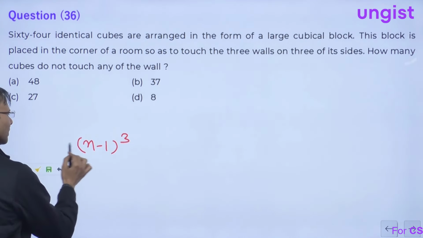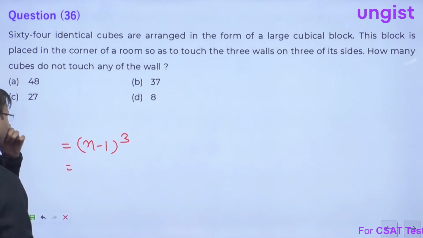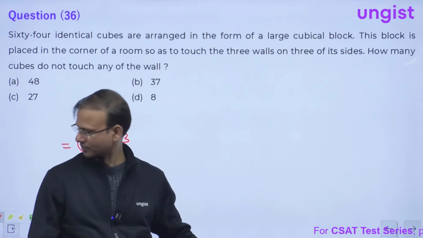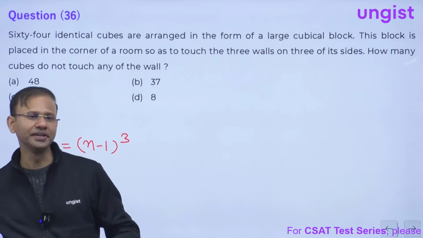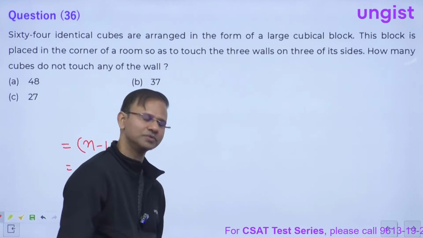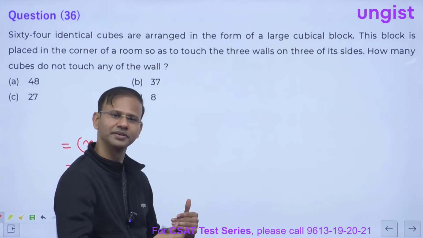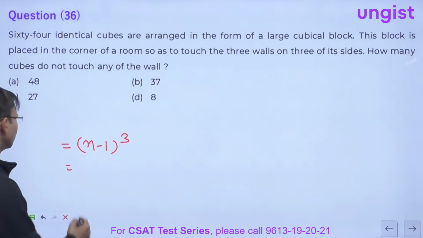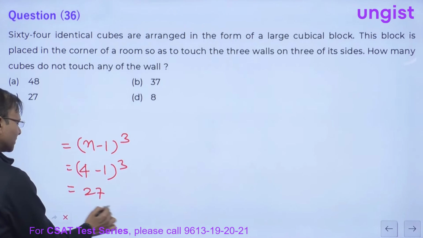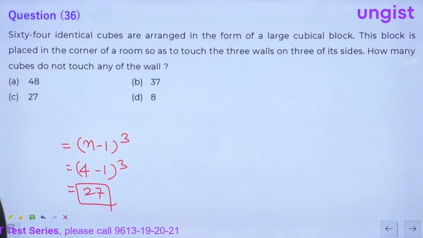Fine. So, just wait. Why n minus 2? Because the upper one is free now. Right? The upper one is free. Just think on it. Like it is put like this. So the upper one is free. Similarly, the outer one here is free. The outer one there is free. Right, so this is n minus 1 cube. So 4 minus 1 is 27. Just think on it. Right.